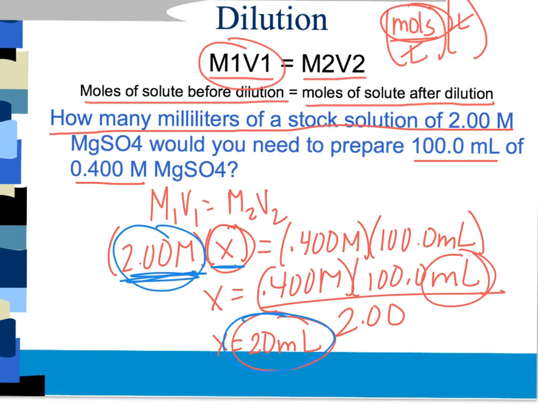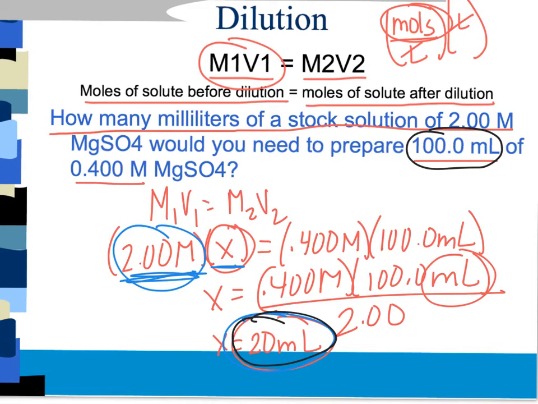So if we want a total volume of 100 milliliters, and 20 of it is coming from the very concentrated stock solution, then how much is actually water? Well, like 80 mils, right? 80 mils would actually be of water.